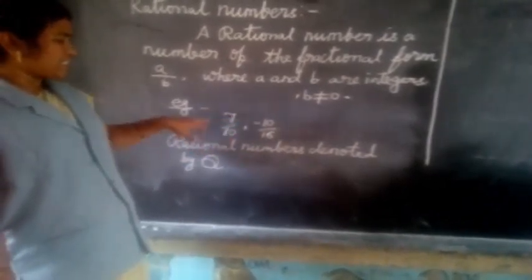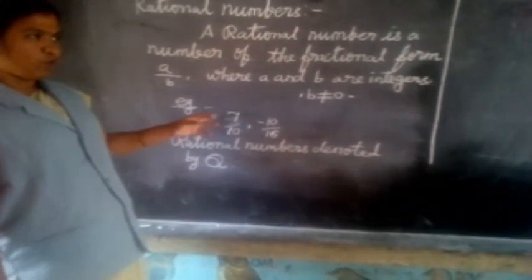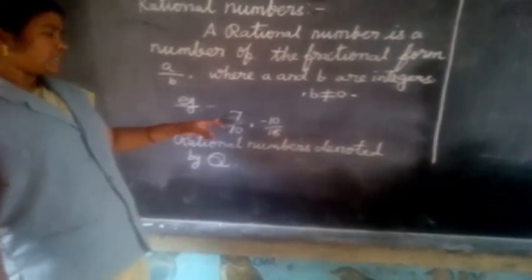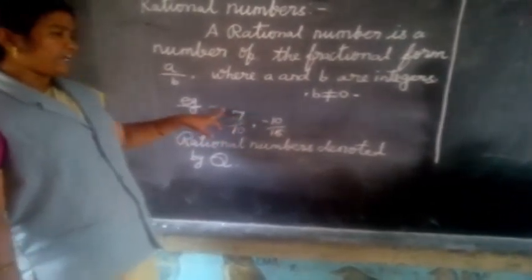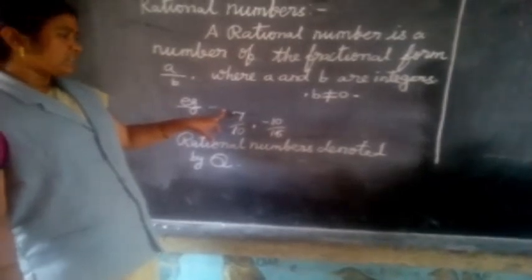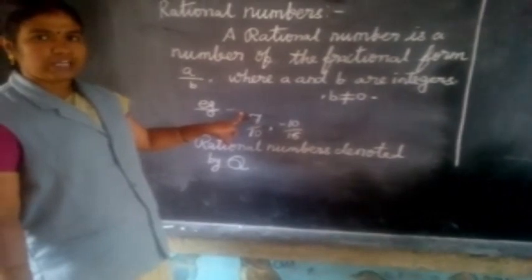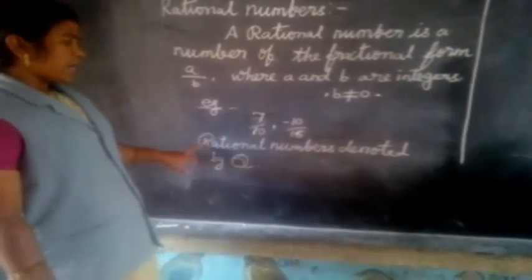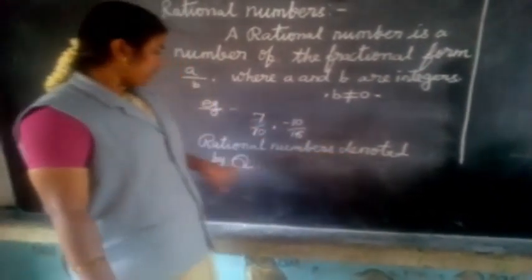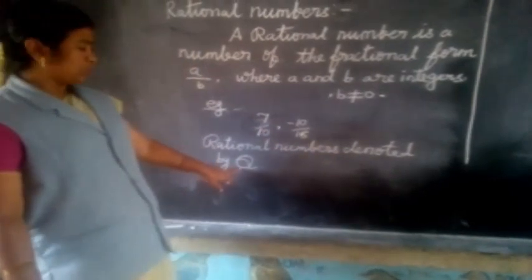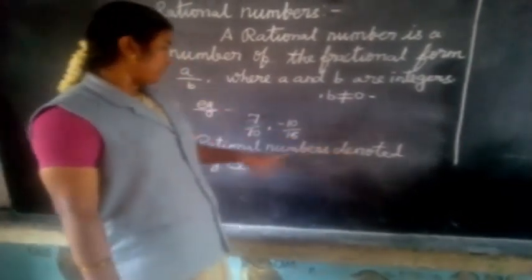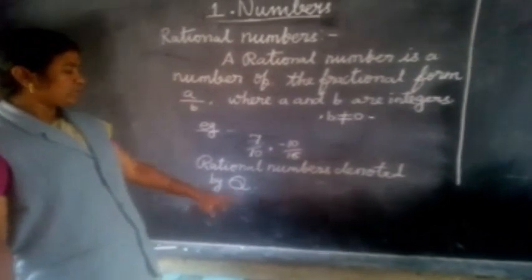Already we have seen numbers like this, 7 by 10, 4 by 3, like that. These numbers we already studied, that is fractions. Yes, a non-negative rational number is also called a fraction. Rational numbers are denoted by the letter Q.